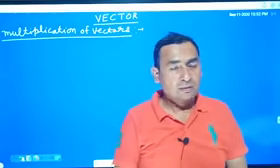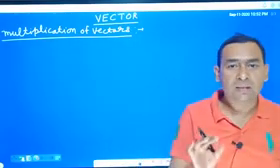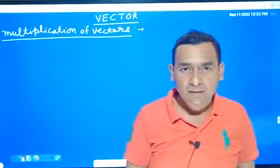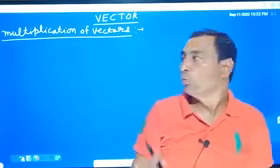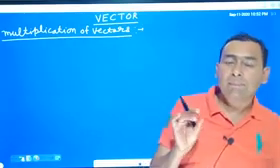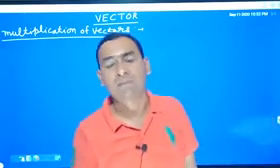Yesterday we took resolution of vectors, 3D resolution of vectors. You have to understand that topic very clearly. Okay. Now today we take multiplication of vectors. Here we take multiplication of any vector with another vector.